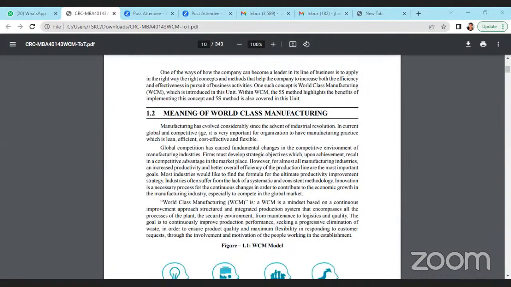So one such concept is world-class manufacturing. To become the topmost in whichever line of business or manufacturing unit you are carrying on, there are certain concepts. Under that, one concept is world-class manufacturing, which we are going to learn about. In world-class manufacturing, the 5S method is highlighted for the benefits of how it is implemented and how it is going to help the manufacturing unit.